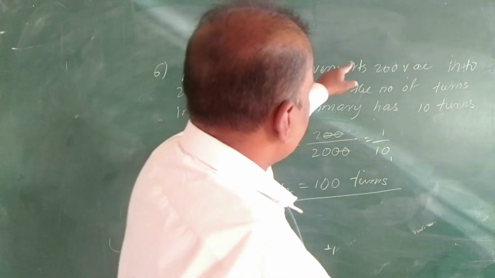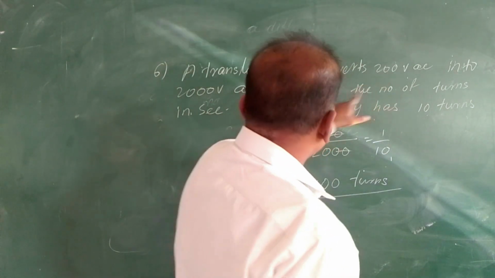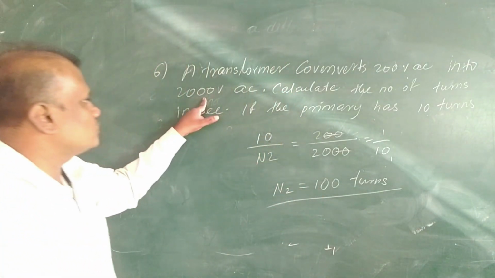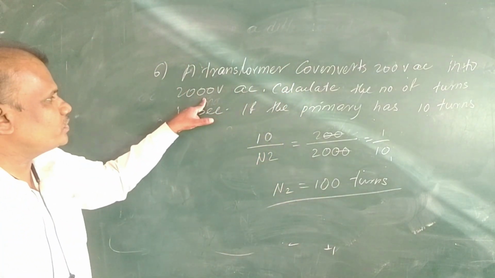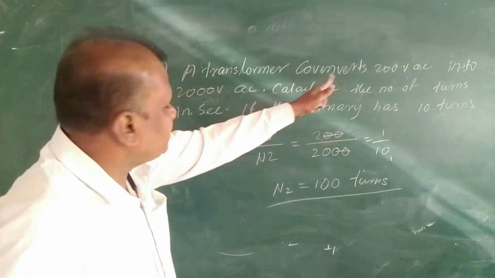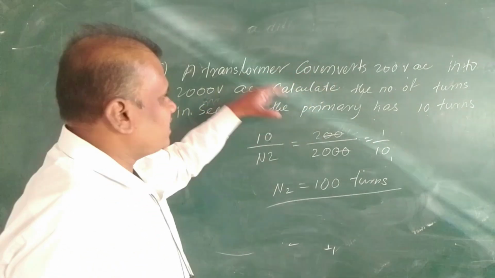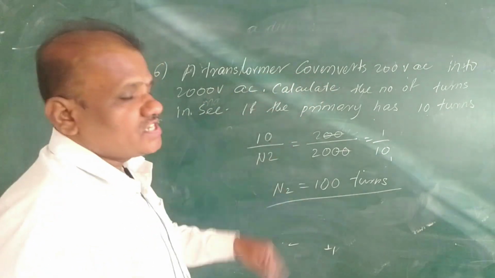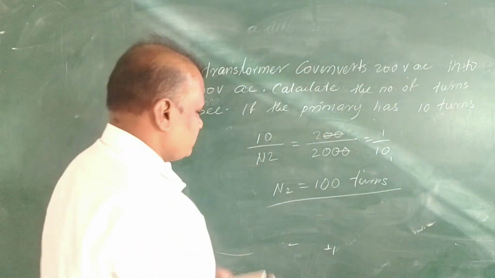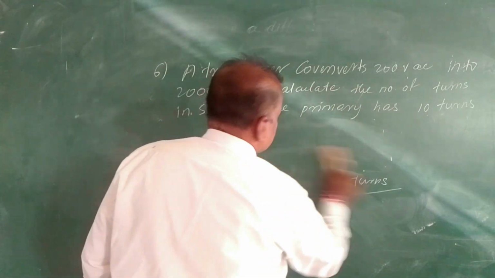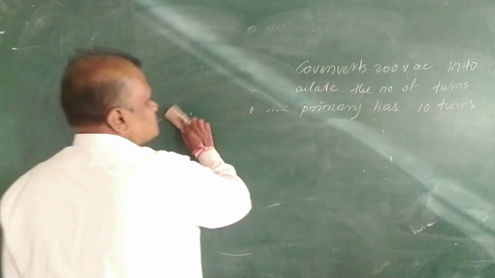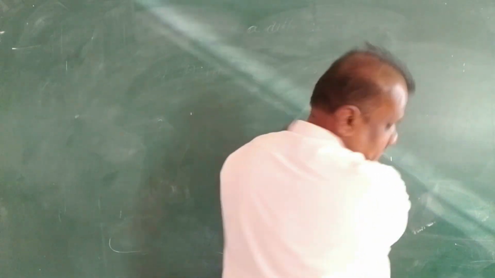Moreover, you can see the primary voltage is 200 volts and the secondary voltage is 2000 volts. So it is a device that is going to increase the voltage level from low voltage to high voltage. This type of transformer is called a step up transformer. So this is question number 6. Then question number 7.